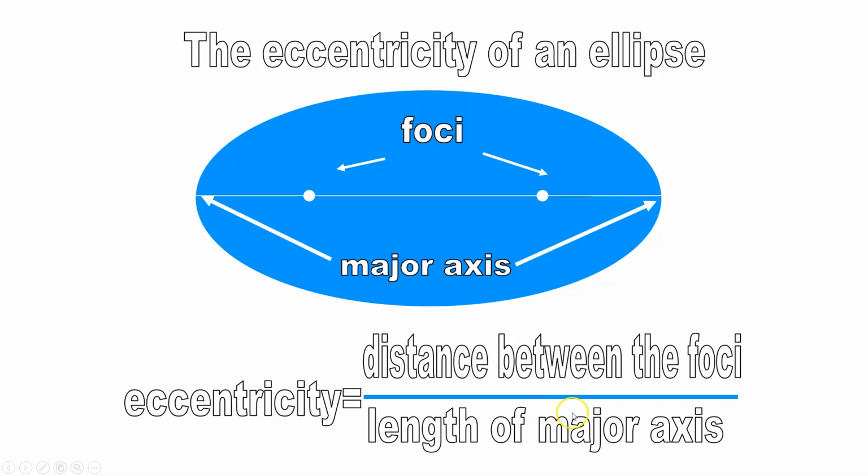You're going to get 0, right? So the eccentricity of an object that has both foci at the same point is actually a circle, and you have an eccentricity of 0.